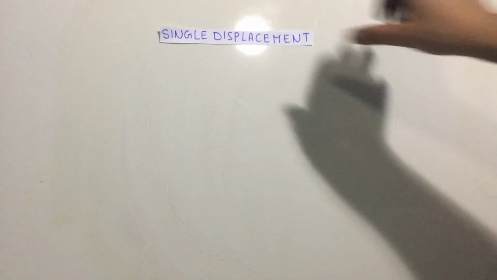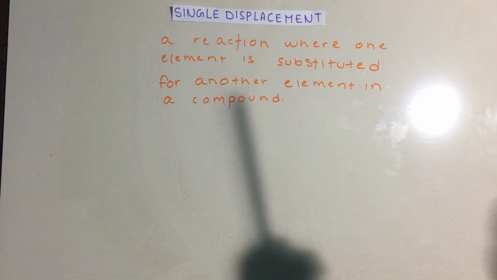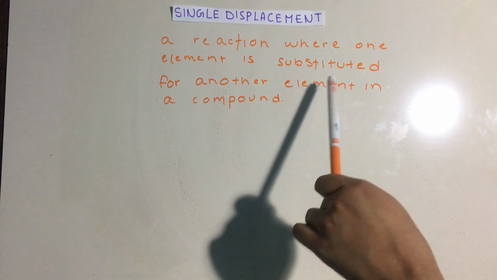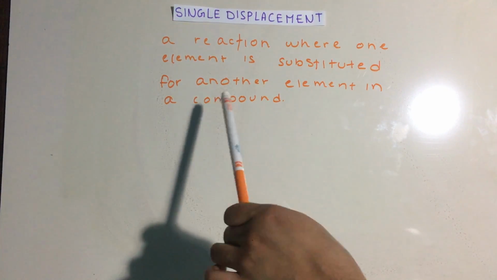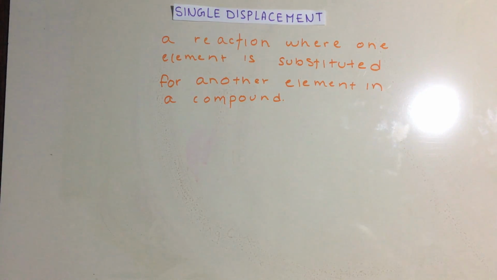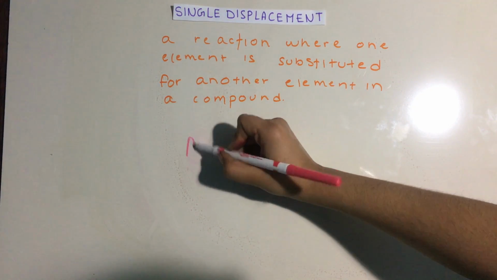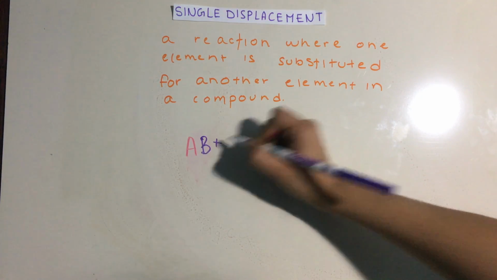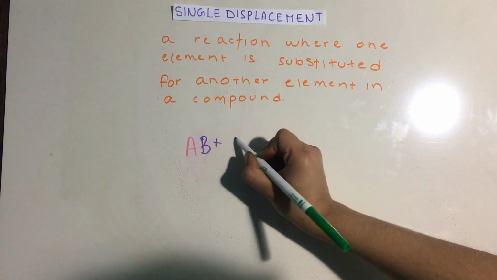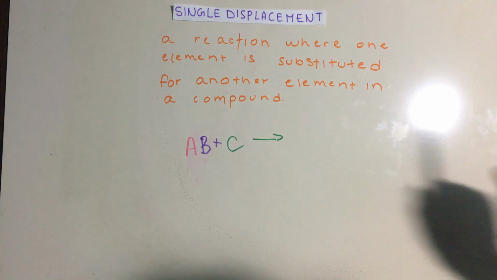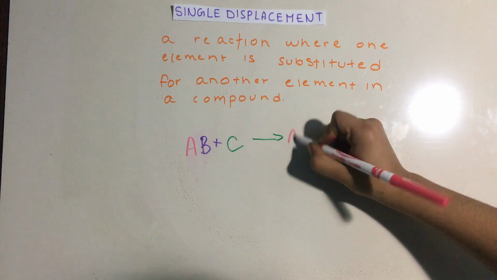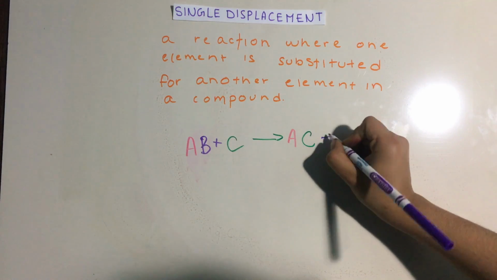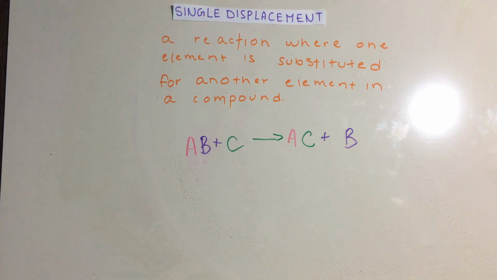Single displacement. A single displacement reaction is a reaction in which one element is substituted for another element in that compound. So this can be represented by AB plus C equals AC plus B. So you can imagine this as AB are dancing partners, and then C comes in and says, I want to dance with A, and then they switch, while B is left alone.